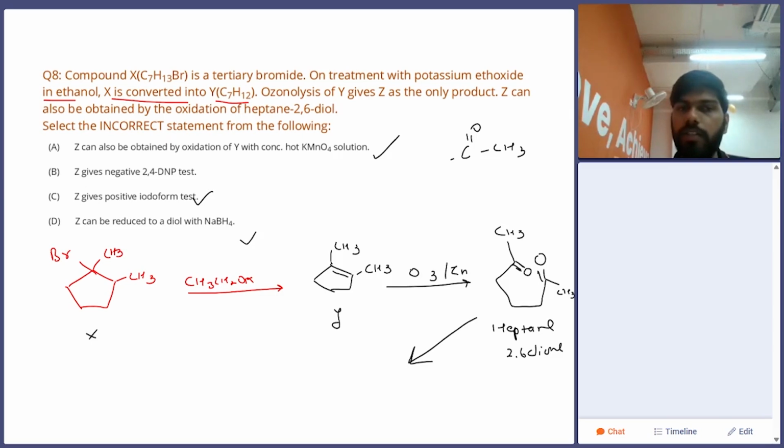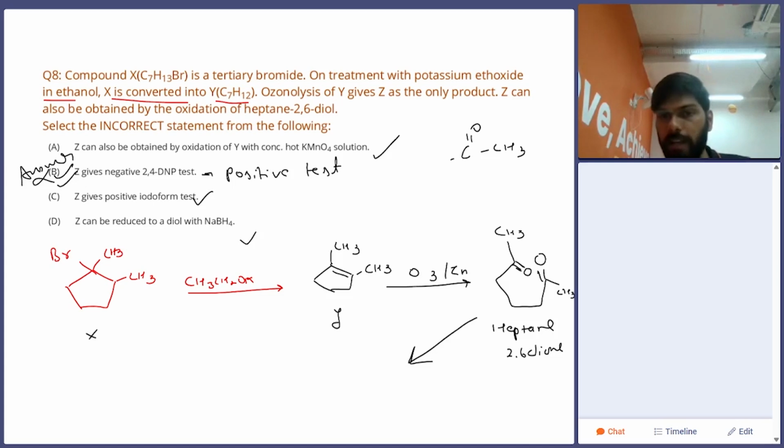But if you look at this one, Z gives negative 2,4 DNP test. It is giving a positive test. Okay, positive test it is performing. So this one is incorrect and this is your answer. Option B is your answer. Okay, clear class? So our right answer is Z gives negative 2,4 DNP test, because it is performing a positive test. Why? Because 2,4 DNP, 2,4 this one.